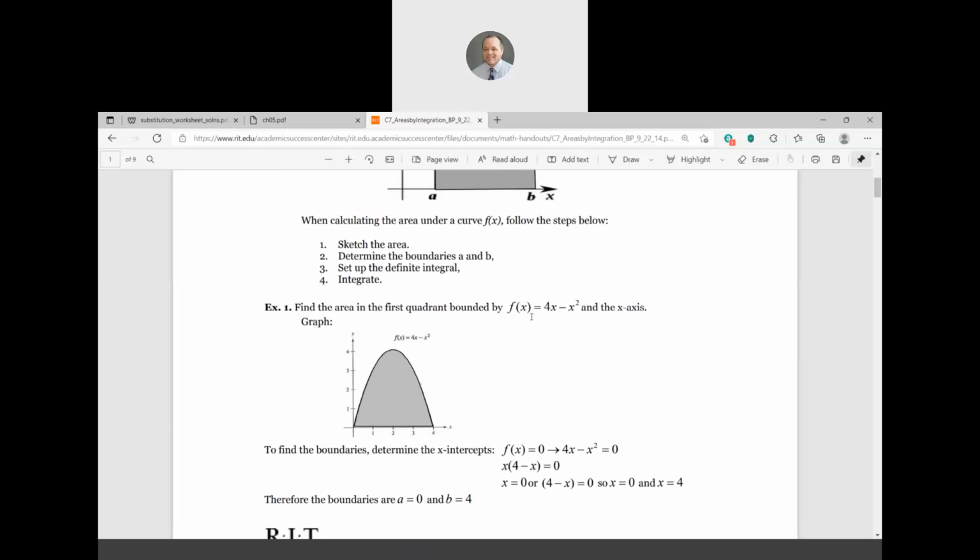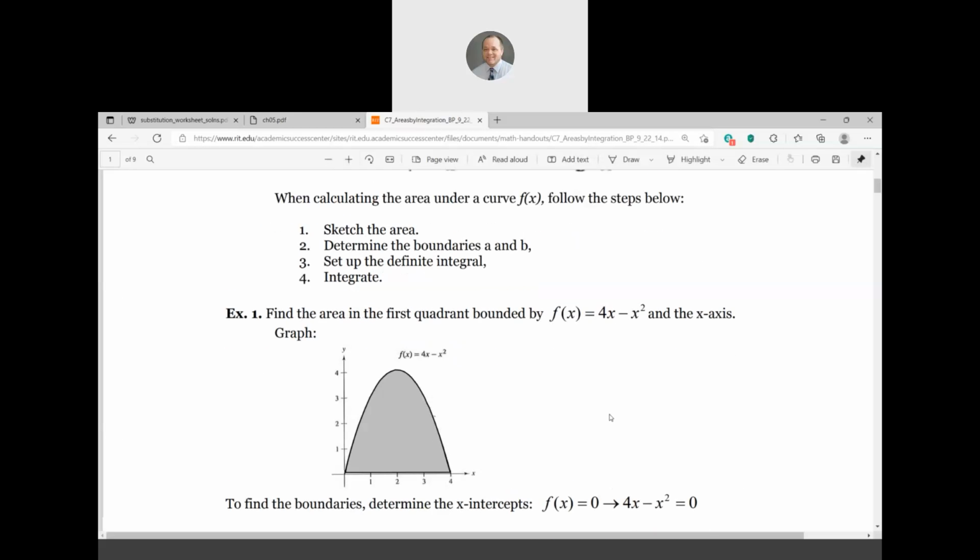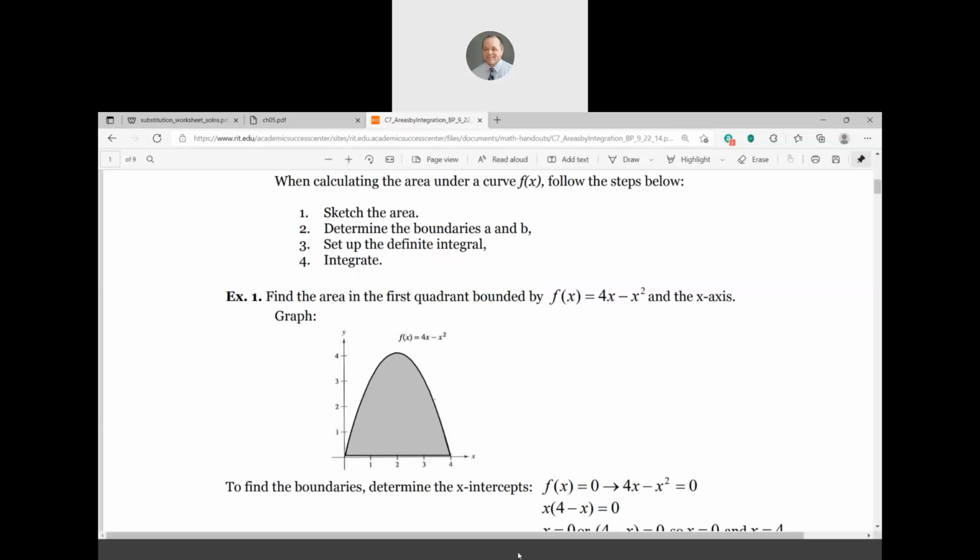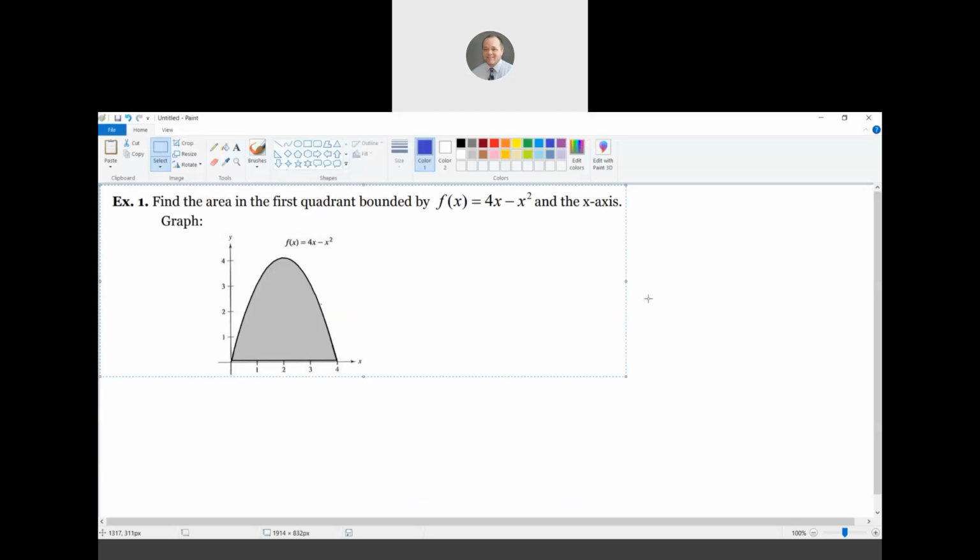Let's look at this first example. Give me just a second. I'm going to screenshot this, put it on our paint board, and let me share the paint board. Okay, here we go. Find the area in the first quadrant bounded by the given function and the x-axis.